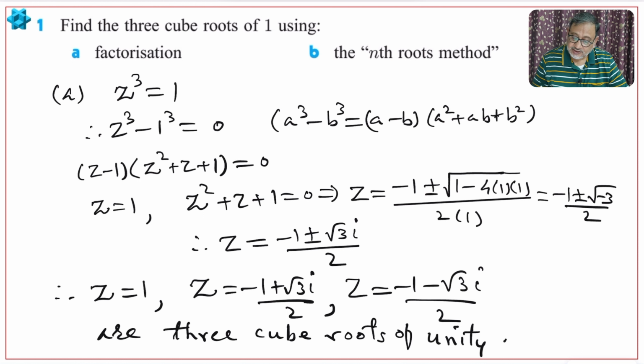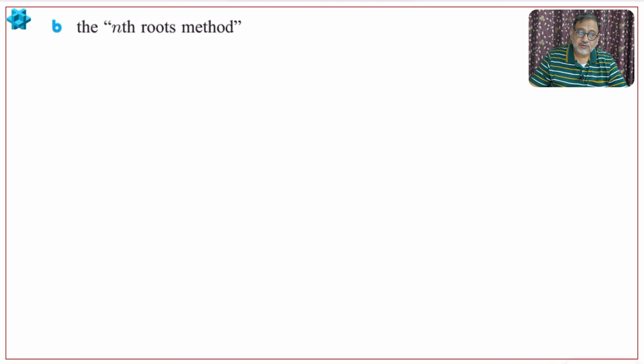Now in the second case they want the nth root method. By nth root method we have to find it. So I will do it on the next page, nth root method. Okay. So nth root method means what we have learned just now. In the nth root method, z cube is equal to 1 we will write, right.